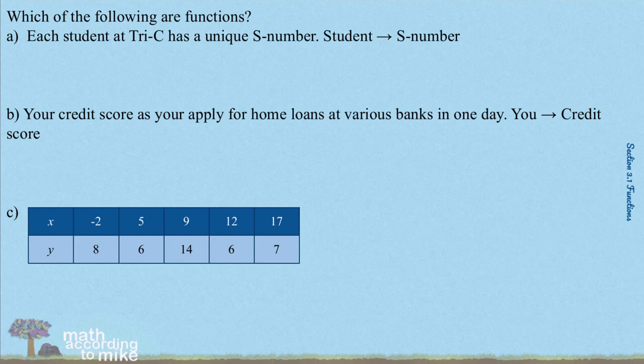Which of the following are functions? Each student at Tri-C has a unique S number, where the two sets would be the student as the domain and the S numbers would be the range. This happens to be a function because we have the assumption that every student has one and only one S number, hopefully. So again, as stated, the domain would be the set of students.